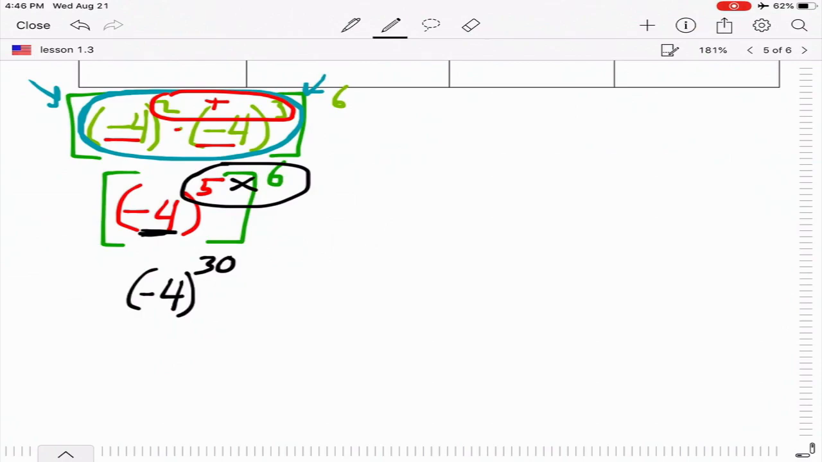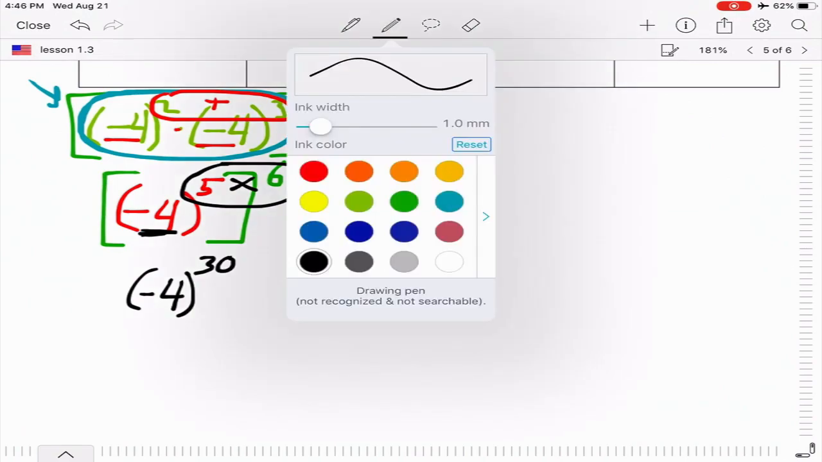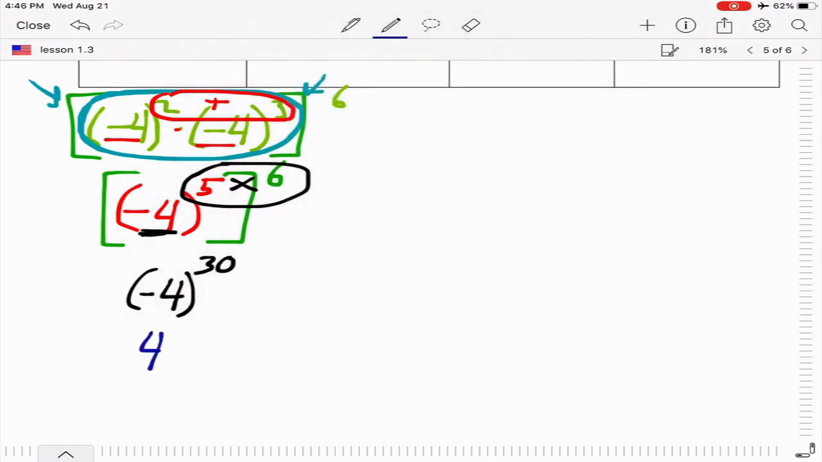That 30 is an even exponent. That means that negative is going to cancel out. So my final answer is actually 4, not negative, but 4 to the 30th power. Once again, an even exponent means that the negatives cancel out.